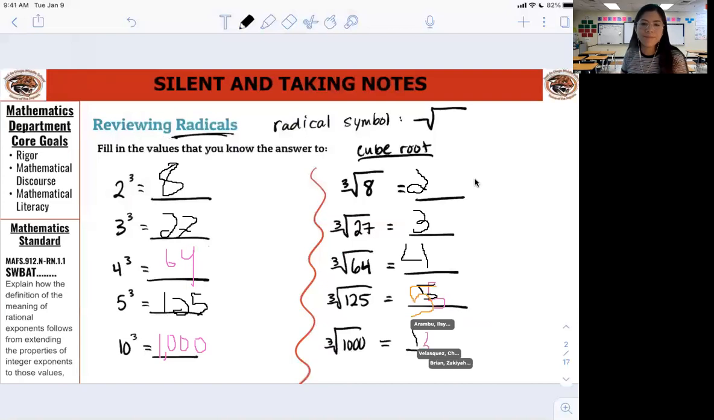Good. Everybody did. There's a lot of 5s. Now careful, the cube root of 1,000 is not 100. What is it? 10. Yeah, just 10. So I'm going to fix that. Okay, put the 0 in.